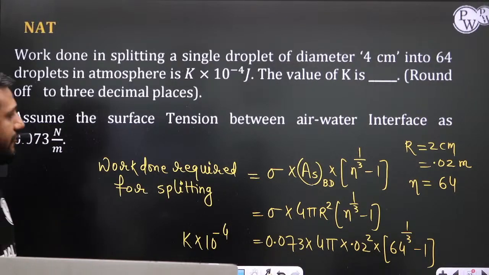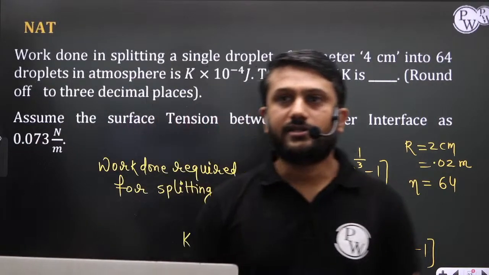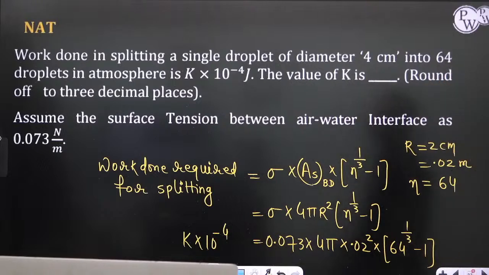Now calculate the value of K from here. What is the value of K that you are getting? 0.073 into 4 pi into 0.02 square into (64 to the power 1 by 3 minus 1), equal to K into 10 to the power minus 4.